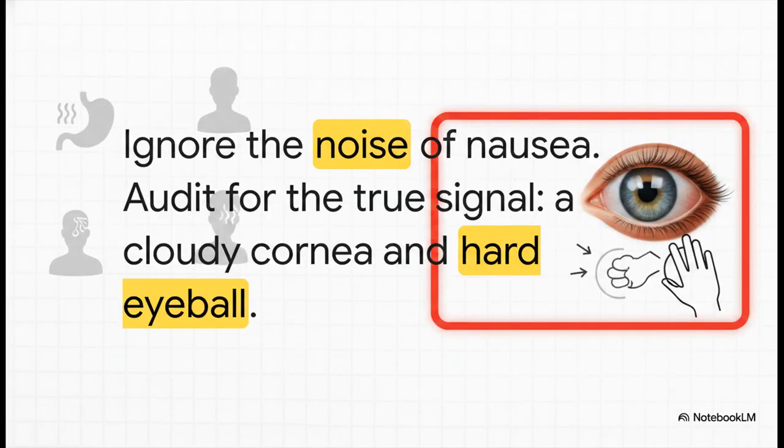Now, in a high-pressure environment, you've got to be ruthless about separating the noise from the true signal. You know what the noise is here? Nausea, vomiting, abdominal pain. In an IOP crisis, these systemic symptoms can frequently mimic an acute abdomen, completely distracting an unwary provider from the actual primary ocular driver. Do not get distracted. The true signal you're auditing for is a cloudy, steamy cornea paired with a hard, stony eyeball on palpation. That right there is your undeniable signal of an acute angle closure crisis.